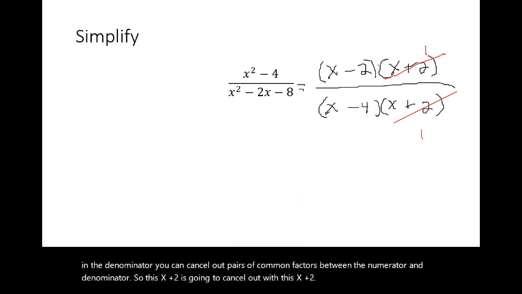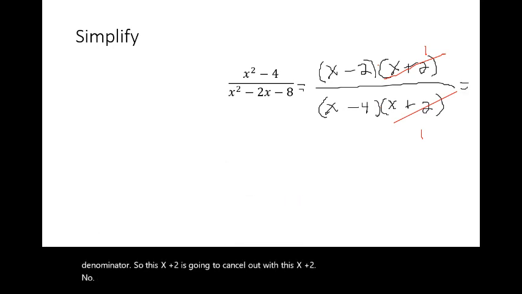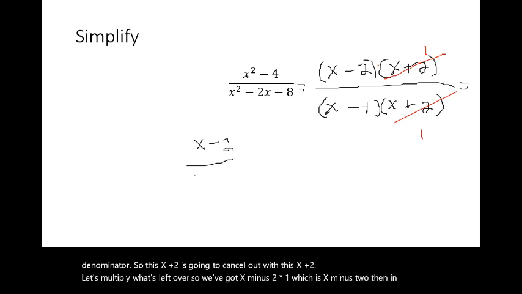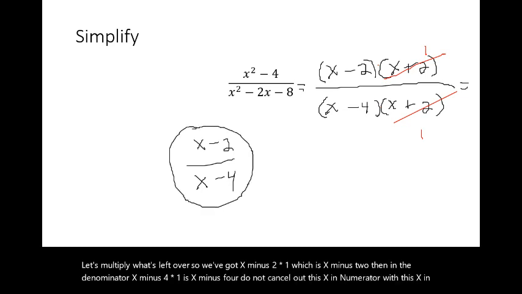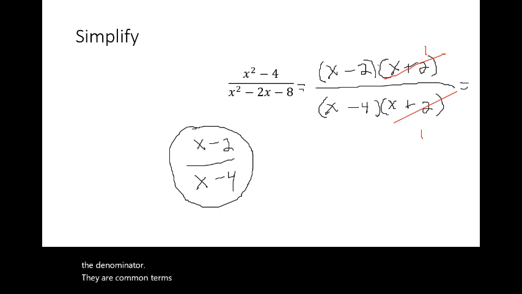Now, let's multiply what's left over. So we've got x minus 2 times 1, which is x minus 2. Then in the denominator, x minus 4 times 1 is x minus 4. Do not cancel out this x in the numerator with this x in the denominator. They are common terms, not common factors. You cannot cancel common terms, so do not cancel anything more out.